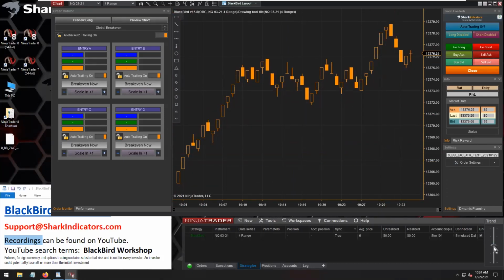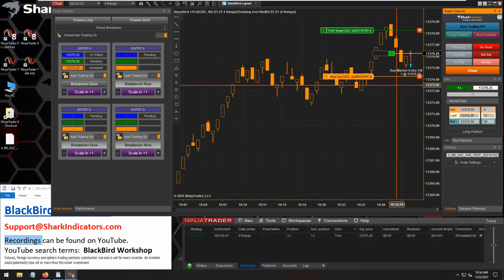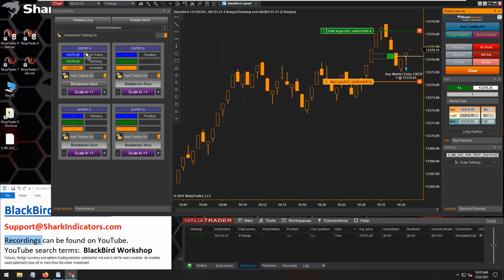I do have my simulated data feed going here. So let's take a long trade. Let's place the long trade here. So there we go, right? Order A. If we look over here on our order monitor panel, entry A, we can see our entry order was filled, our profit target is working, and our stop loss is accepted. So that's what we see on the chart, our profit target and our stop loss.